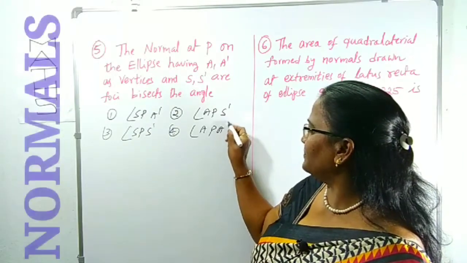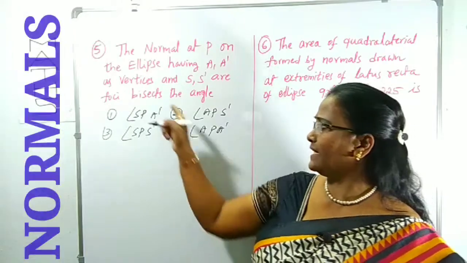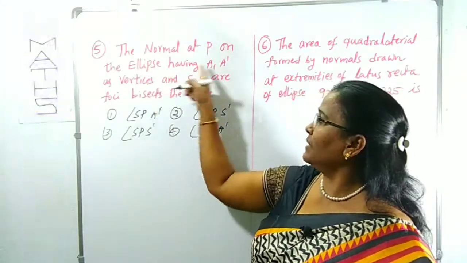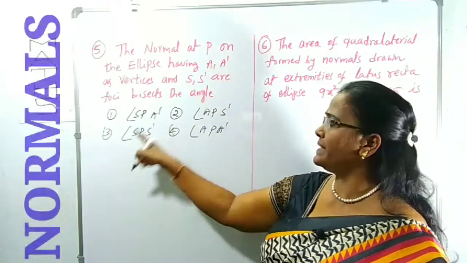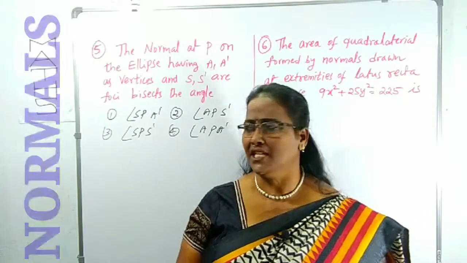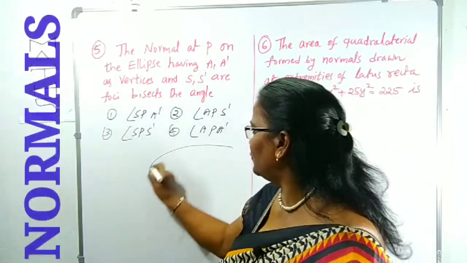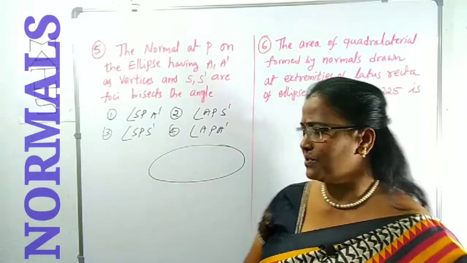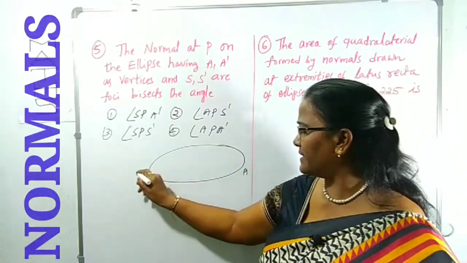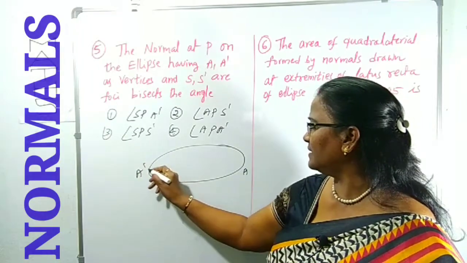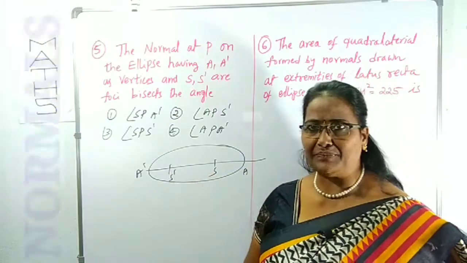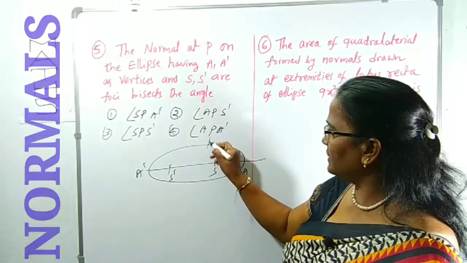Which angle does the normal drawn at the point P bisect? Just for this you have to draw the figure, that's enough. If you know the figure, you can easily pick up the option. Suppose you know this is an ellipse, where A and A dash are its vertices, and S and S dash are its foci. P is any point on the ellipse.